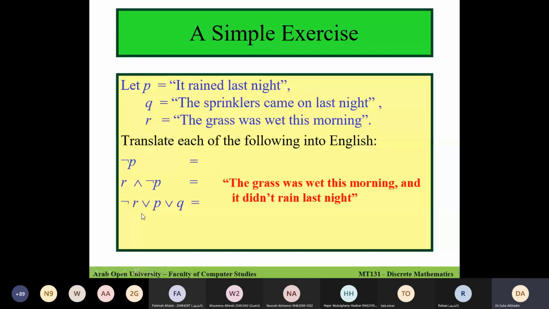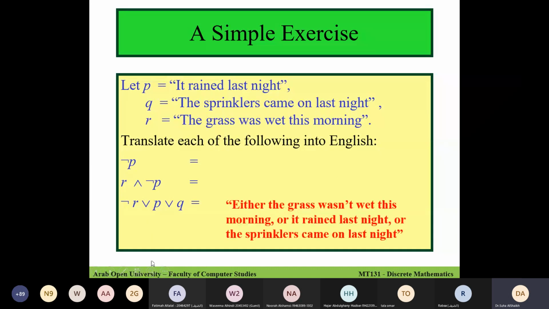The negation of R or P or Q. Negation of R, the grass was not wet this morning, or it rained last night, or the sprinklers came on last night. So this is the statement. The grass wasn't wet this morning, or it rained last night, or the sprinklers came on last night. So this is a simple exercise of what we talk about, English and logical expressions.